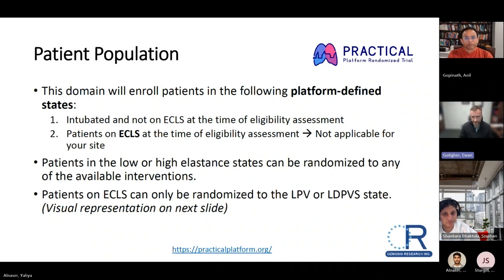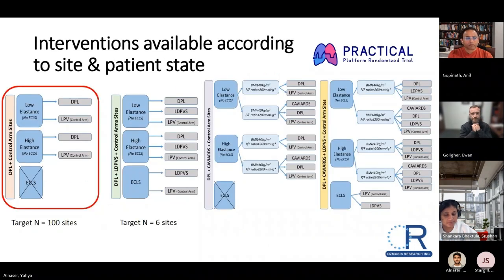But you will be enrolling patients who are intubated, not on ECLS, with either low or high elastance. Next slide. It gets pretty complicated pretty quickly when you've got a lot of arms with different eligibility criteria. But just for the sake of clarity, if you look at this figure on the left, what you can see is that at your site, patients will be randomized to either DPL or LPV. This is the same whether they're in the low elastance state before randomization or the high elastance state before randomization. And we'll talk a lot more about how elastance is assessed as part of the trial and the randomization process.